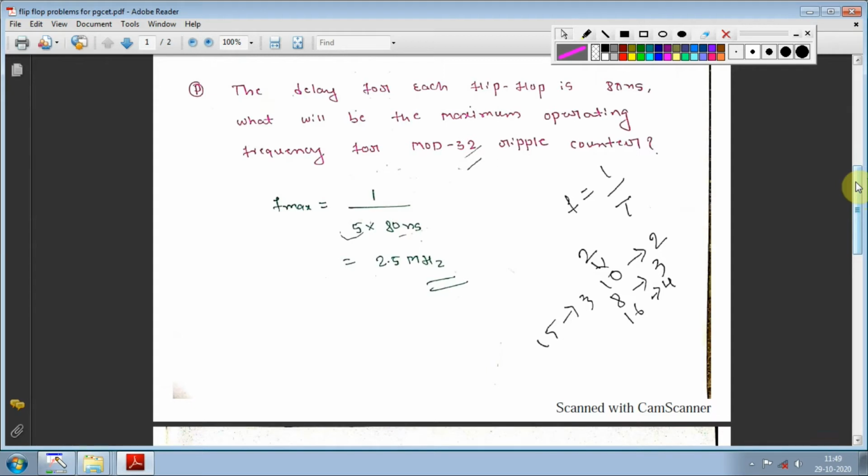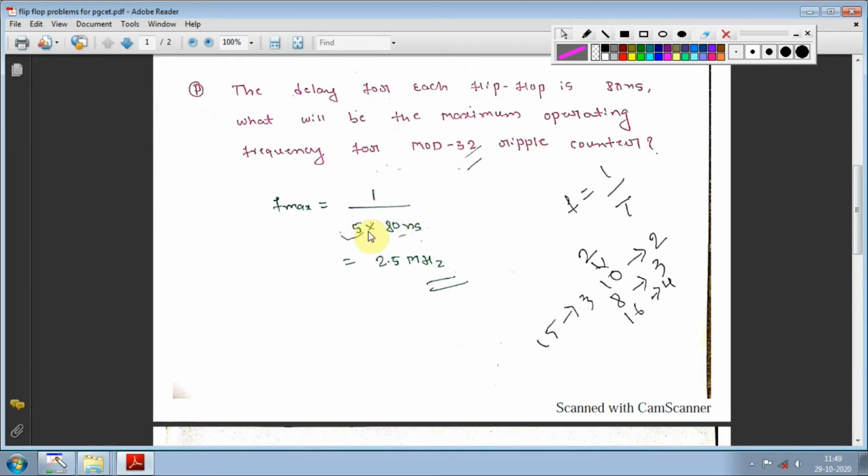They are asking for the maximum operating frequency for the mod 32 counter, which means it will be counting from 0 to 31. If it is mod 10, it will be counting from 0 to 9. All those basics we know. So I can say f maximum will be equal to 1 divided by, so what is the formula?